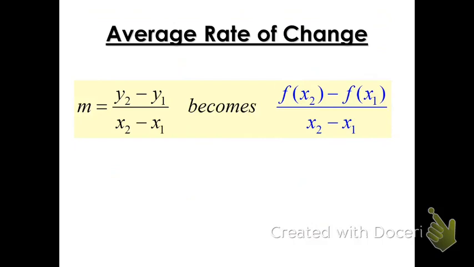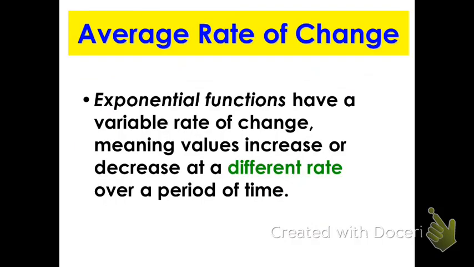Let's keep moving. Alright, so what we know, guys, is the average rate of change in exponential functions has a variable rate. Okay, key word in that is variable rate. Variable means it's always changing, okay? Meaning values increase or decrease at a different rate over a period of time. So the key words in that one are variable and different. We know in linear functions, the rate of change is always constant. Okay, constant means it's not going to change. So that's the difference between exponential functions and linear functions too. One has a variable rate of change. Linear functions have a constant.